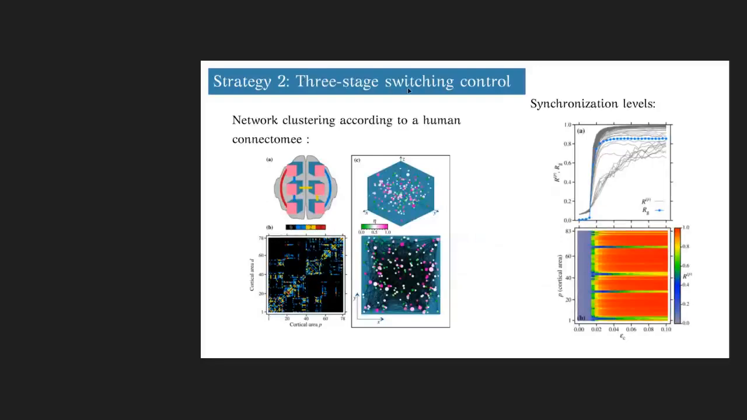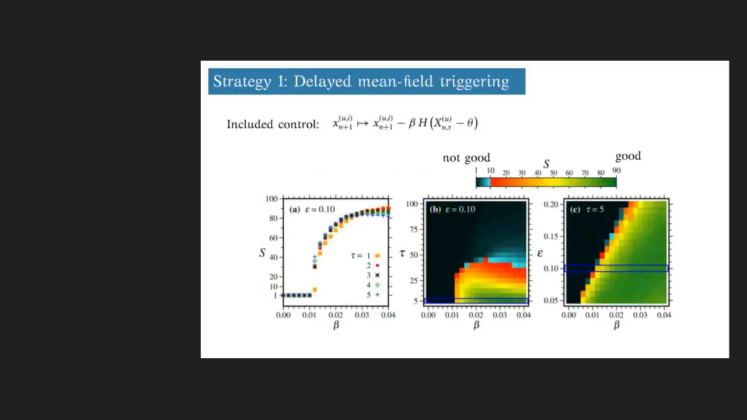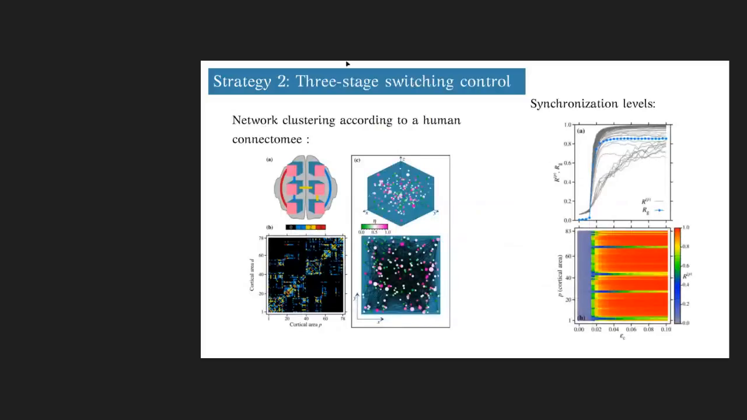In the next, we consider a three-stage switch control. But we do not apply it in the network of the previous behavior. We consider here also a network of networks. We consider also cortical connections according to the human connectome. Panel B here is a representation of the cortical connection matrix.